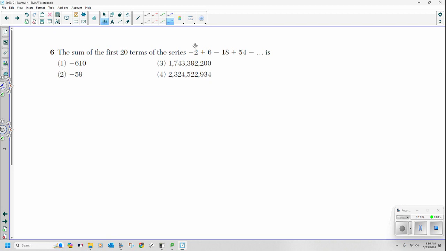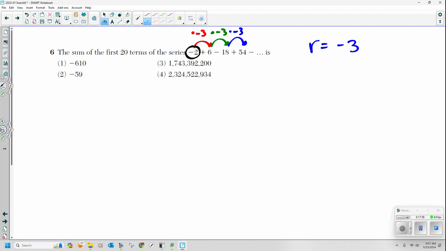So what do I multiply negative 2 by to get 6? I multiply it times a negative 3. Okay, let's see if this holds. True. Okay, I want to now see, well, what about 6 to negative 18? Is that times a negative 3? It is. Oh, we're looking good. And then negative 18 to get to 54, a negative 18 times a negative 3 is 54. Okay, good. So we know our common ratio is negative 3. Our first term, okay, is negative 2.